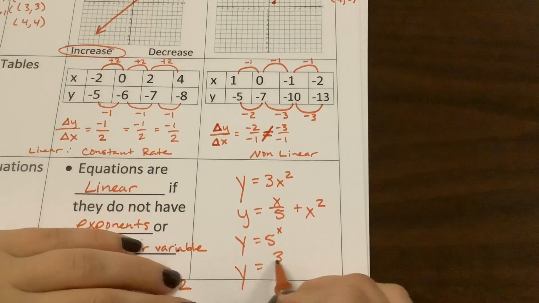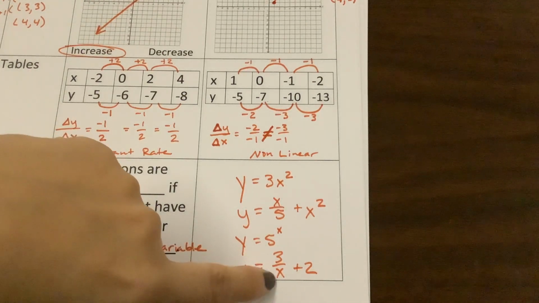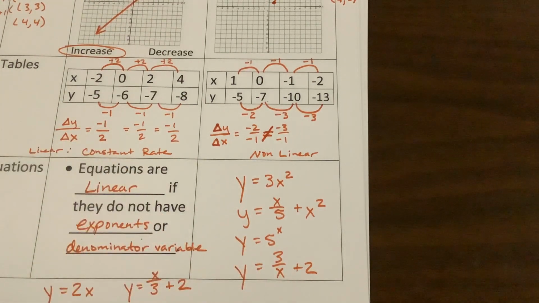Y equals 3 over x plus 2. What's wrong with that one? Variable in a denominator. We can't have the variable in a denominator if it's going to be linear. So all of these are nonlinear.